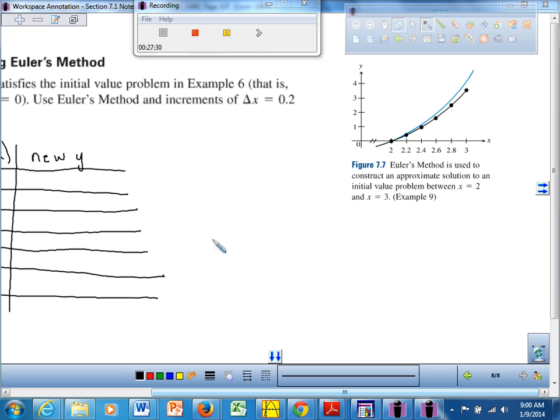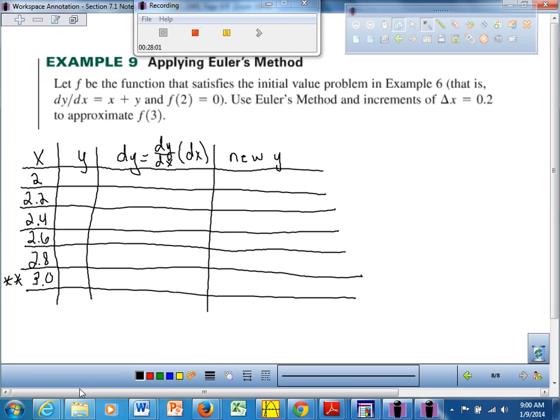Okay? So our table, which you need to make on your sheet, my table is a little different than the one in the book. If you like the one in the book better, you can use that, but this is the way I do it. So it says, let f be the function that satisfies the initial value problem, where dy dx equals x plus y, and f of 2 equals 0. Use Euler's method and increments of delta x equals 0.2. They're always going to give you your delta x or dx. Okay? To approximate f of 3.